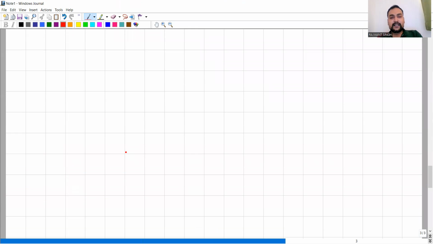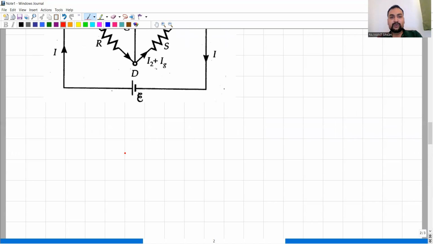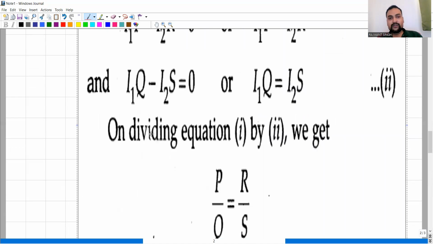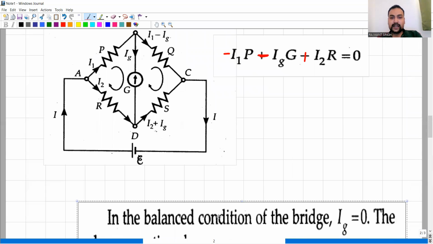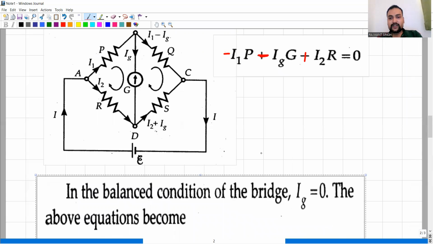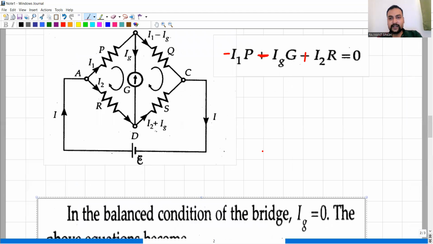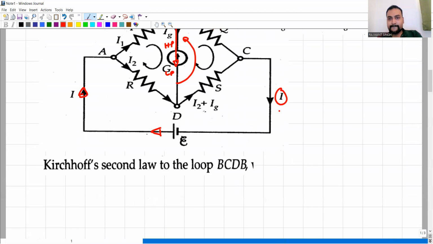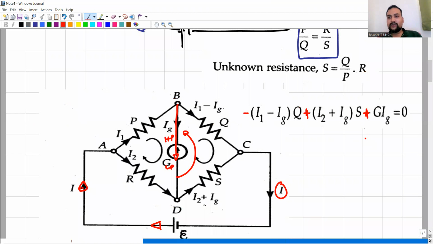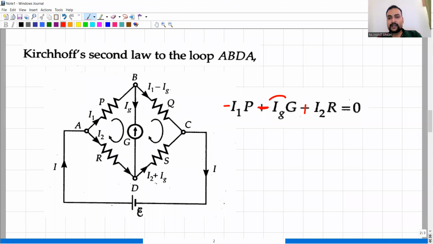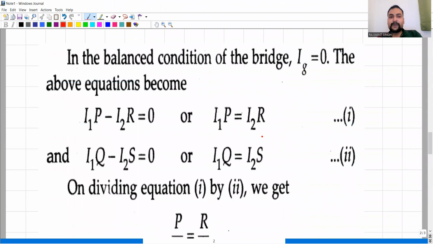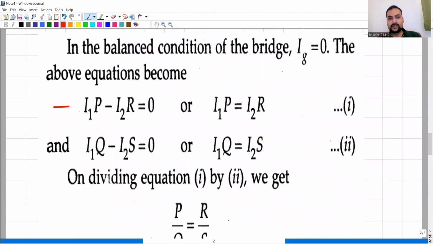So if this balanced condition is true, how do our two loop equations look? Because Ig becomes 0, from both equations you are going to take out the Ig terms. From the first equation, you take out the Ig value, you see from here, so this term becomes 0. Again this term also becomes 0, this also becomes 0, and in this expression again the same thing, this term becomes 0. So you will end up with these two equations for the first and the second.